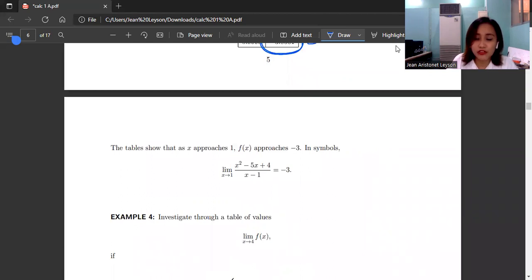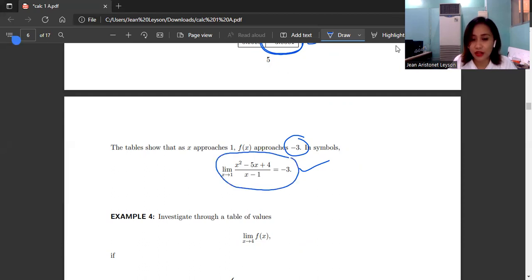So the tables show that as x approaches 1, f of x approaches negative 3. So in symbols, the limit of x squared minus 5x plus 4 over x minus 1 as x approaches 1 is equal to negative 3. Okay?